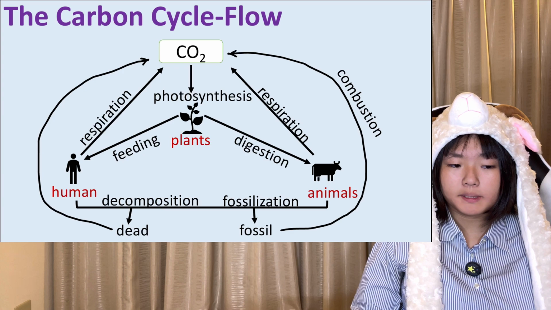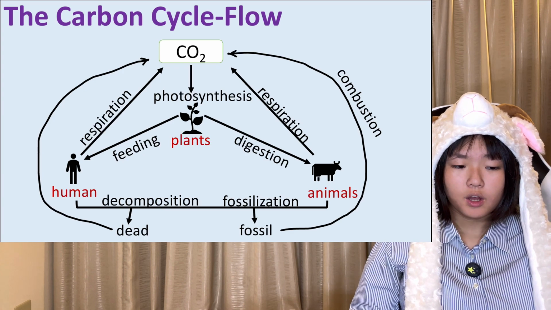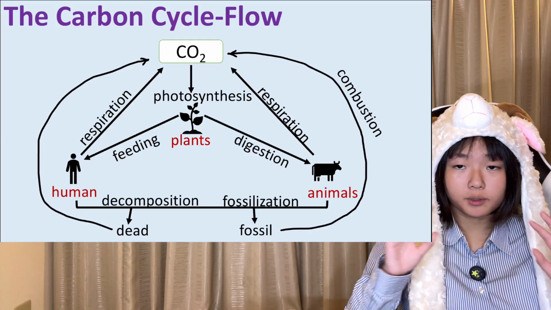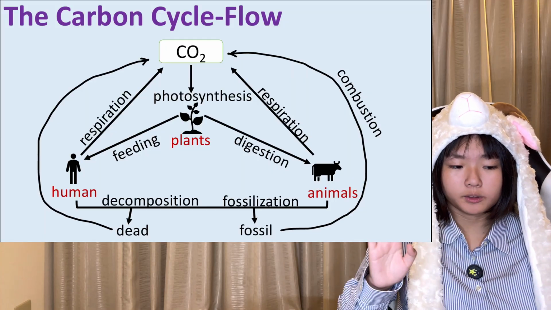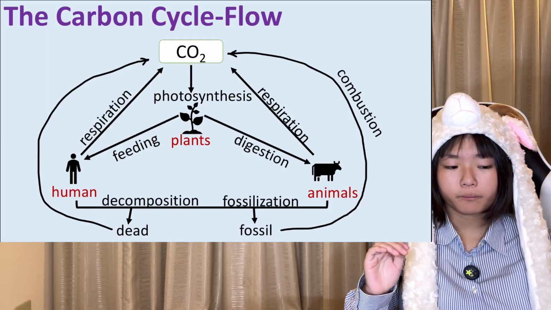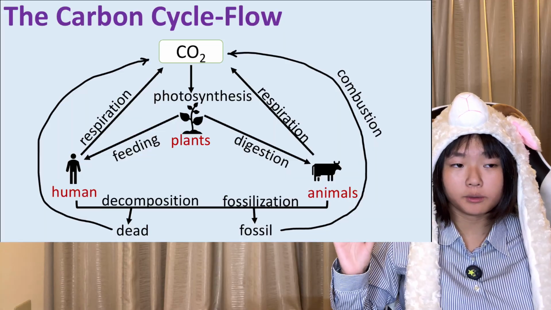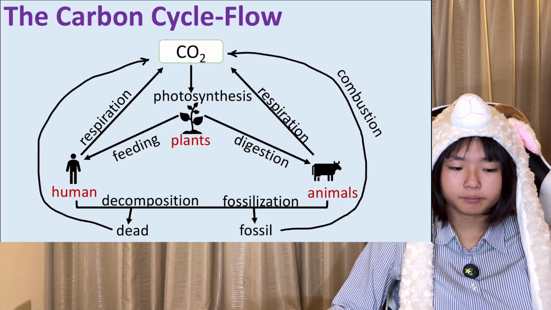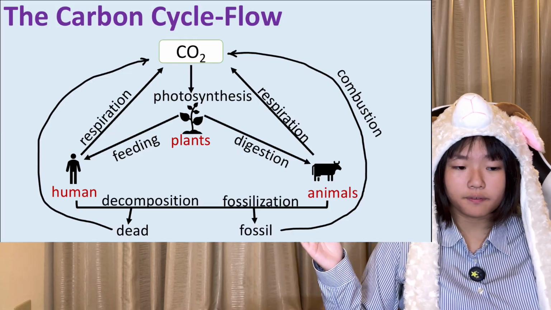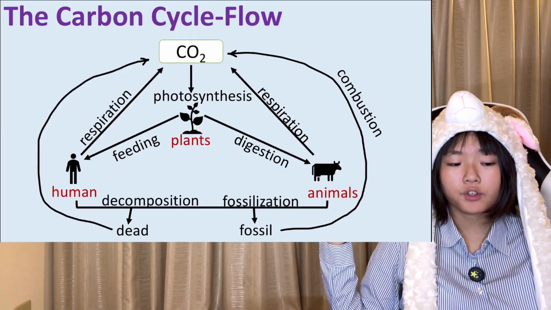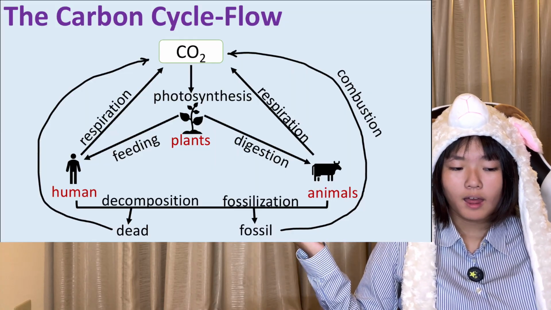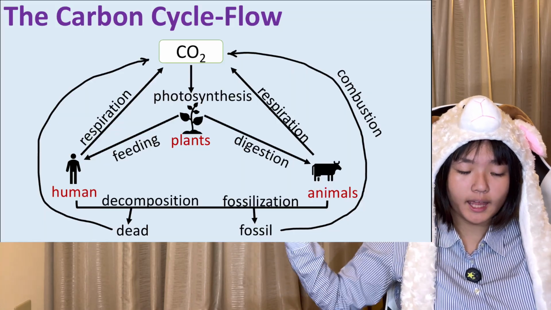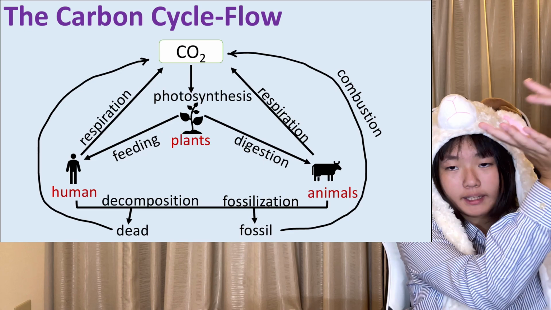This is the carbon cycle. As you can see, the CO2 goes to plants via photosynthesis, and it goes from the plants to the humans and animals from feeding and digestion. And from the humans and animals, the carbon goes back to CO2 through respiration. Or if there's carbon that's left over from respiration that they carry with them until they die, humans decompose and their carbon goes back to the atmosphere.